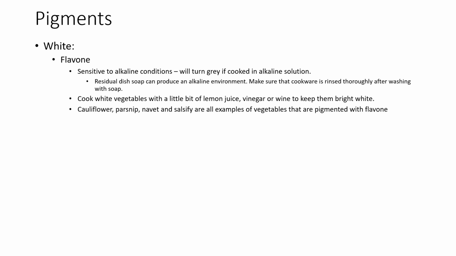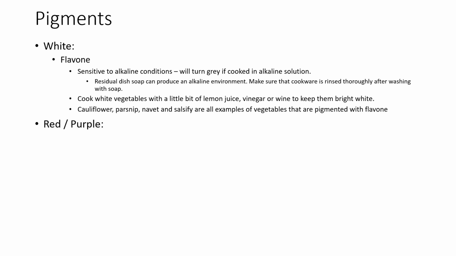Examples I've given you: cauliflower, parsnip, navet, which is the white turnip, salsify, which is a taproot. It's very dark on the outside, very dark bark on the outside. When you peel it, it turns very white. These are all examples that are pigmented with flavones.